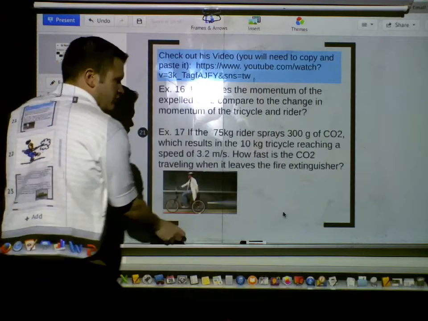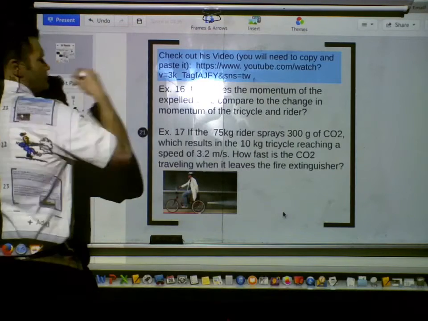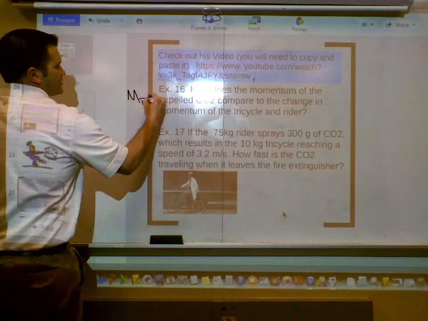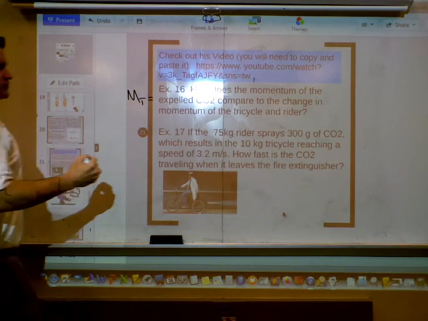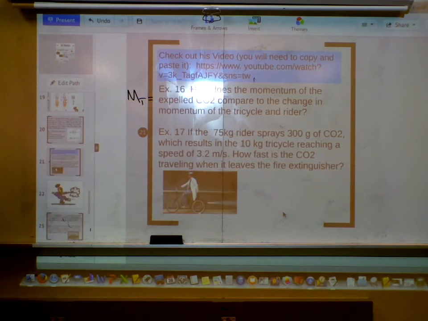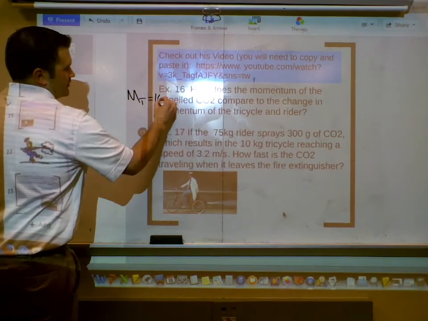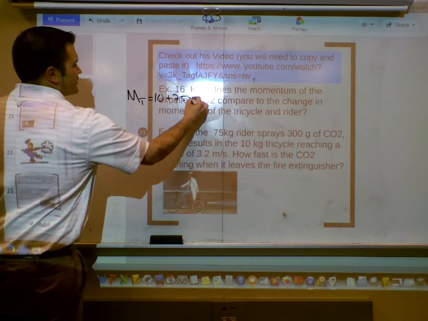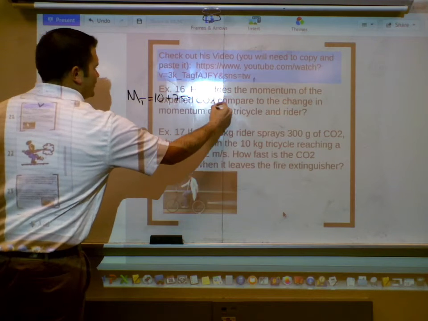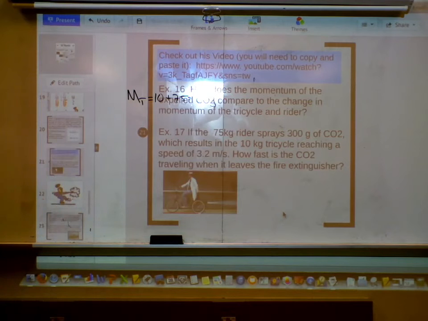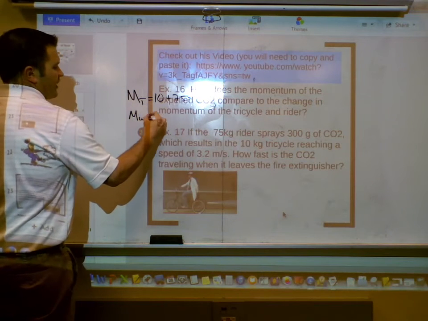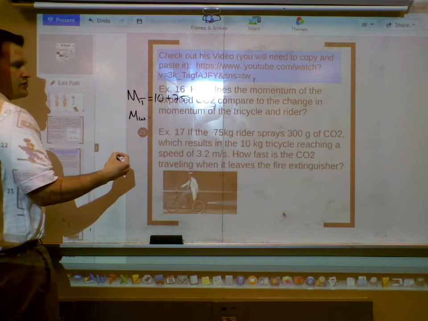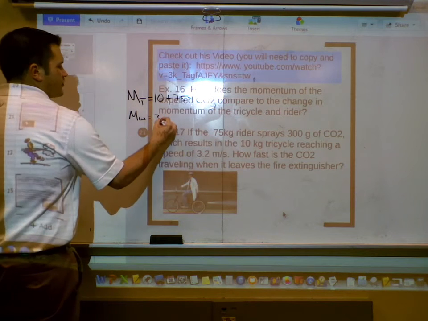All right, so what's the mass of the tricycle? 10 kilograms. 10 and 75, because it's the tricycle plus its rider. So 85 kilograms. What's the mass of the CO2? 300 grams.